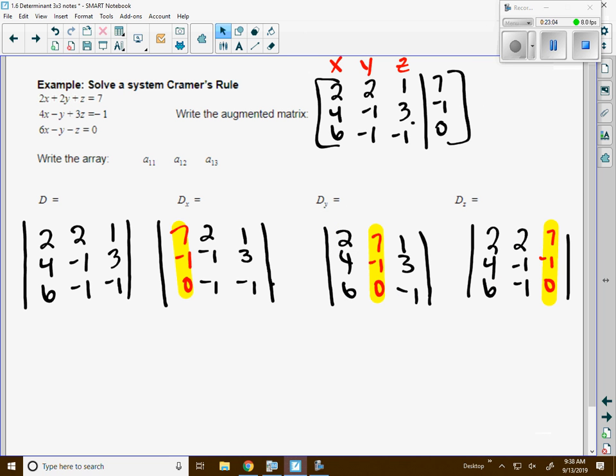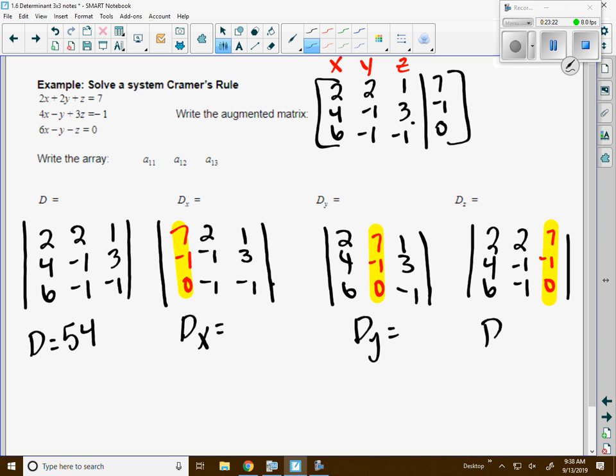Okay, so DX, DY, and DZ, same process. You're just going to have different numbers in that matrix. All right, what are we getting for DX? 27? What about DY? 162. Did you get 0 for Z?